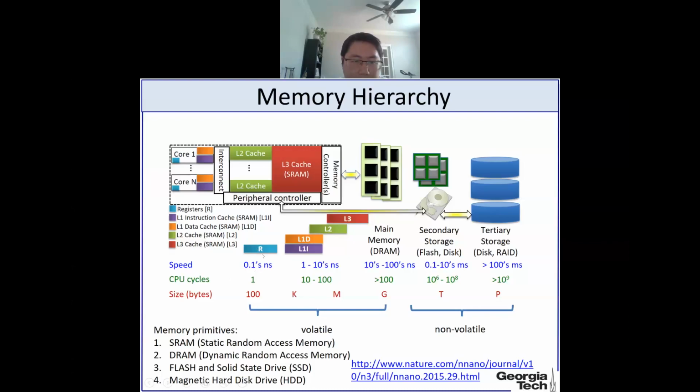And then the register only has hundreds of bytes of capacity. And the L1 cache will be larger than the register, but slower. And then you can have the different L2, L3 caches. So you will have larger and larger capacity, but slower and slower speed.